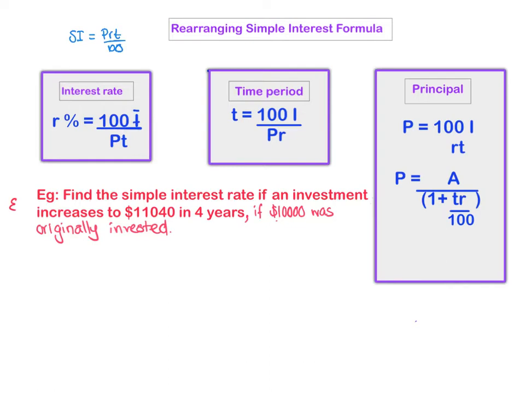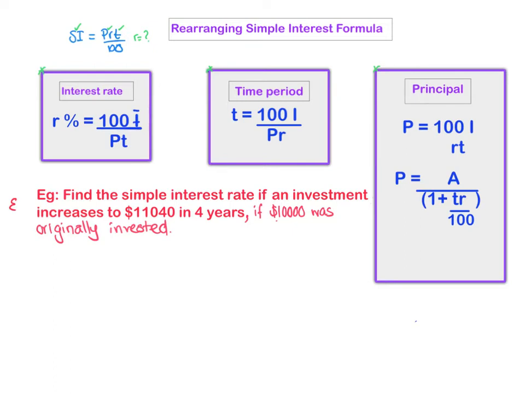So what we're saying is, what happens if we're given this, we're given that, the time, but we don't know R, and that's the question. So we can use these rearranged formulas. All we've done is rearrange this simple interest formula to create a different subject in each one. So let's look at these examples.